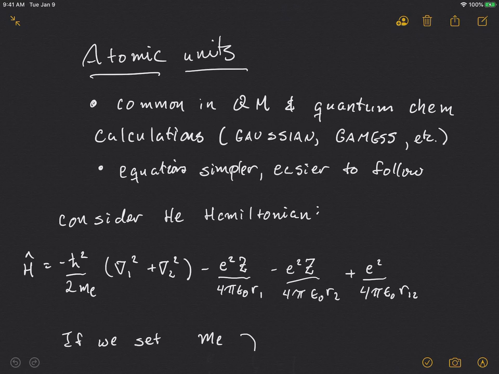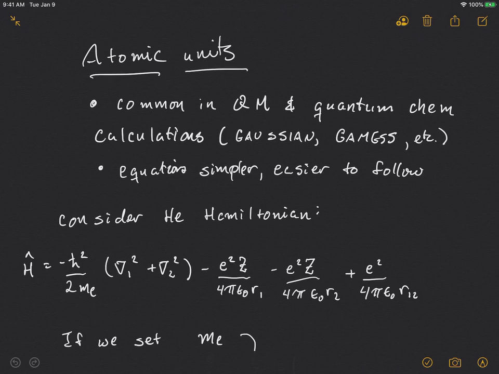In addition, another reason to learn about atomic units is that they provide us a way to make our quantum mechanical equations a bit simpler, easier to follow, with fewer constants hanging around, so that it's a little bit clearer what the principal variables are in our equations, and it tends to make things a little bit neater and easier to follow.